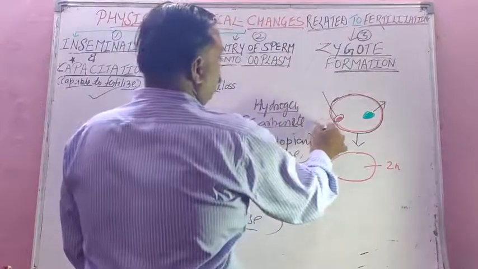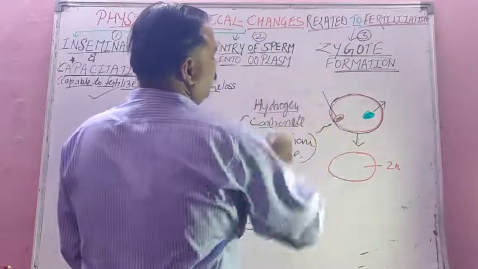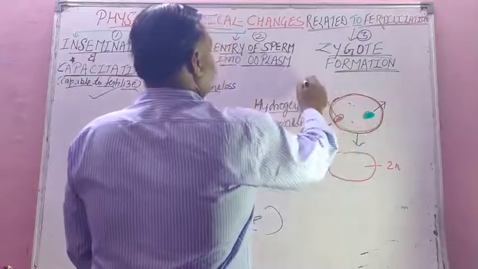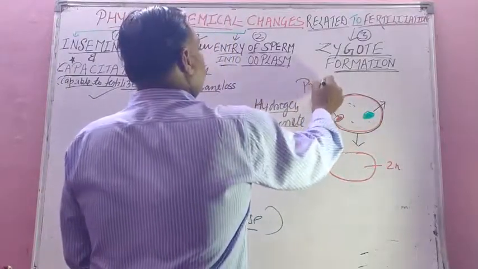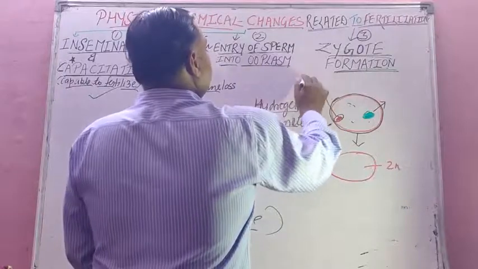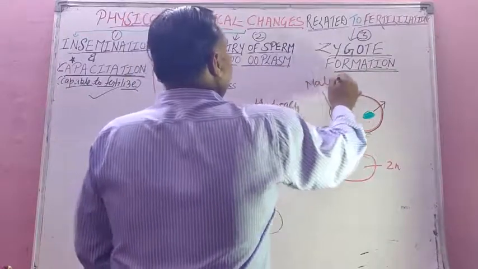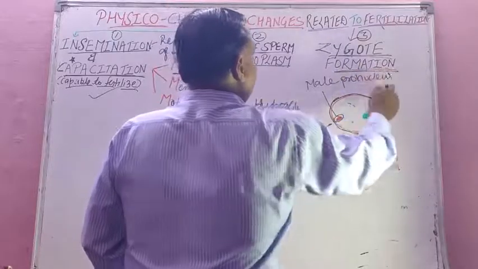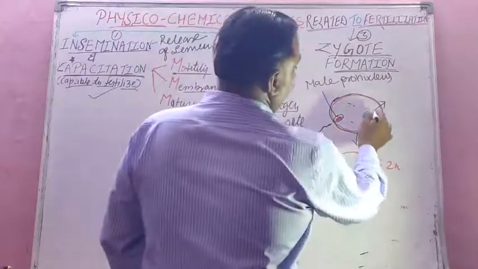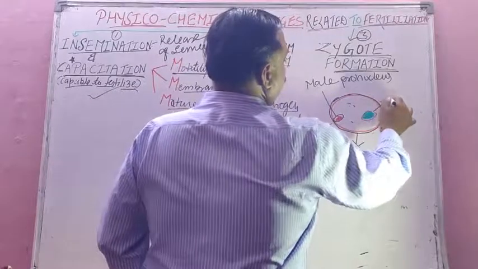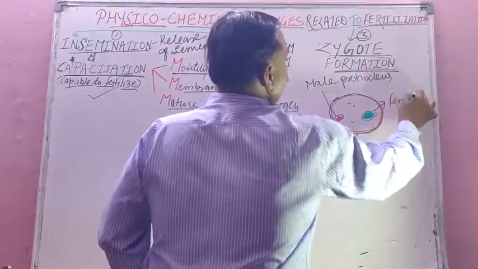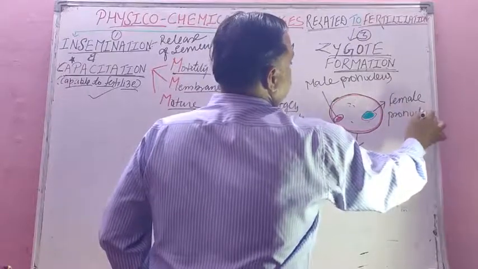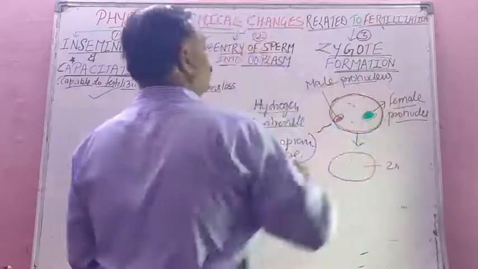Only one sperm nucleus gets success, and the head enters the ooplasm, and so this is called the male pronucleus. And this chromatin or genetic material of the ovum is called the female pronucleus. This is another change.